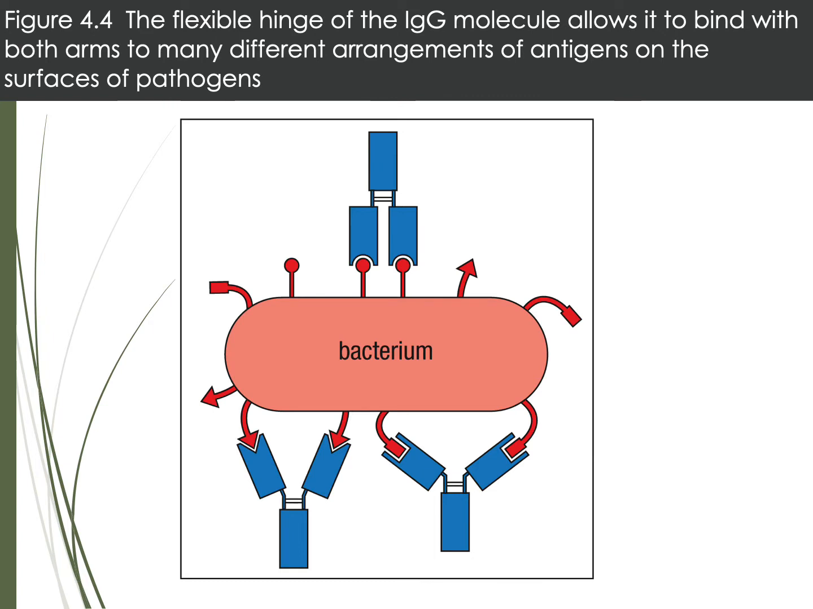Here you can see how we'll have multiple B cells in our host, and each of those B cells is going to produce different antibodies that can recognize different epitopes on a bacteria. So here we have 3 different antibodies recognizing 3 different epitopes.